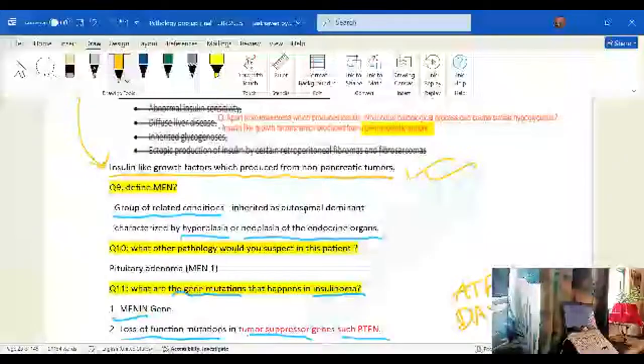In this patient, I would suspect pituitary adenoma.